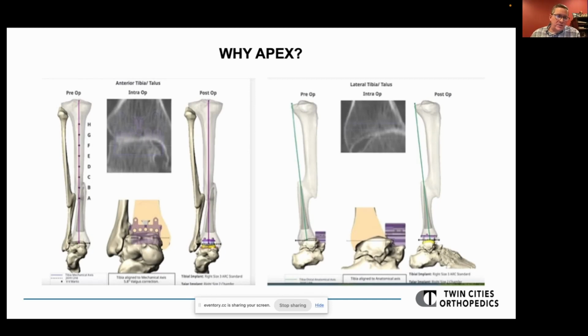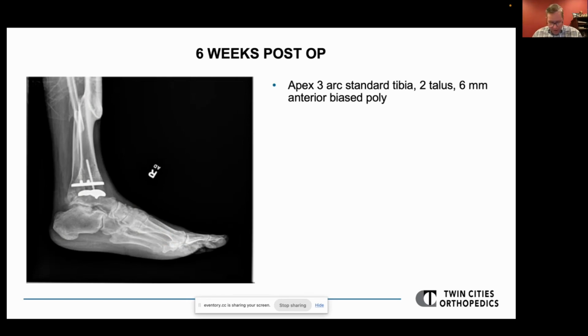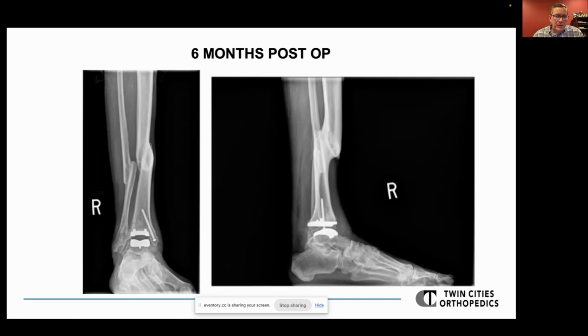So we had a Maven CT scan. This is the report we get, making sure we have him aligned based on his mechanical axis, aligned based on slope on the lateral view. And again, using the patient-specific guides, he had an Apex size 3 arc standard tibia, size 2 talus, 6 millimeter poly, and for him, we did use an anterior bias poly. It's not a great lateral view, but because he just wanted to still sit a little bit anteriorly, we used the anterior bias poly for him, and had a pretty good articulation of the talus, and wanted to stay underneath that anterior bias poly. He's now 6 months post-op.